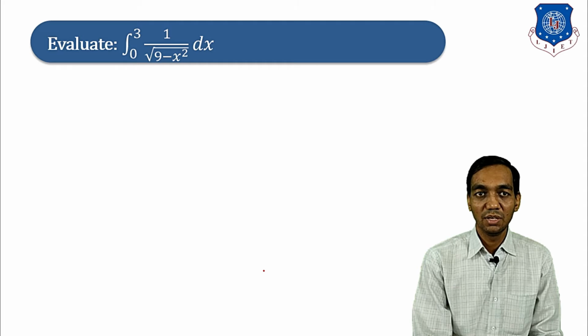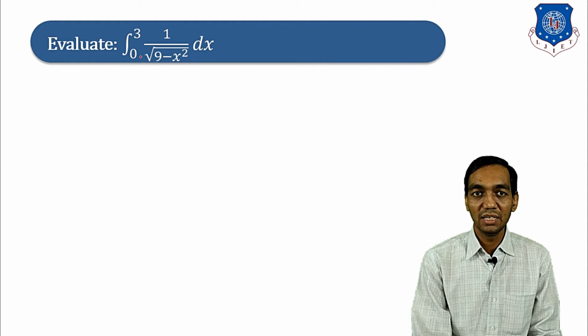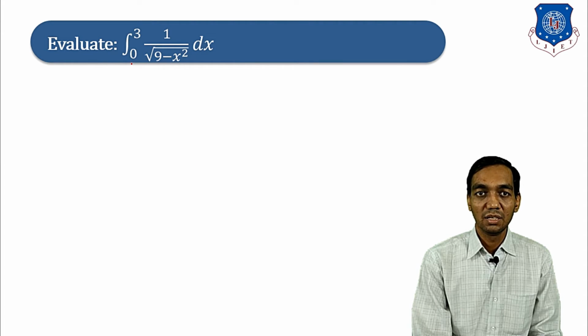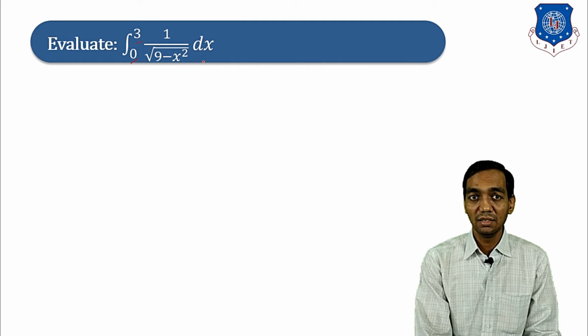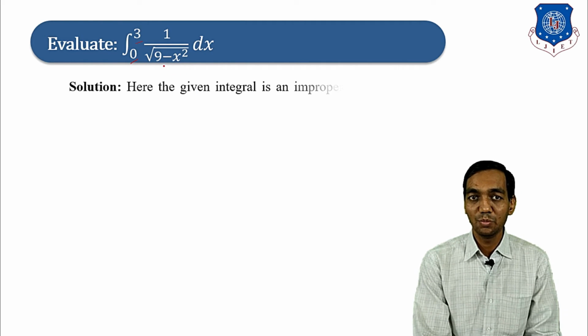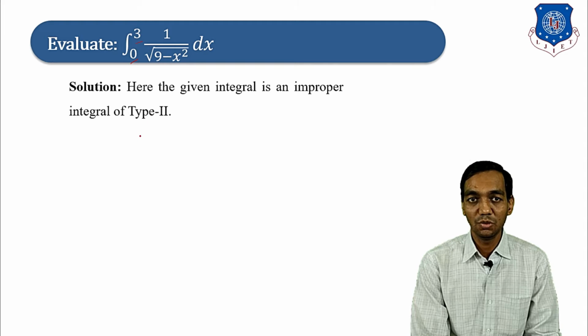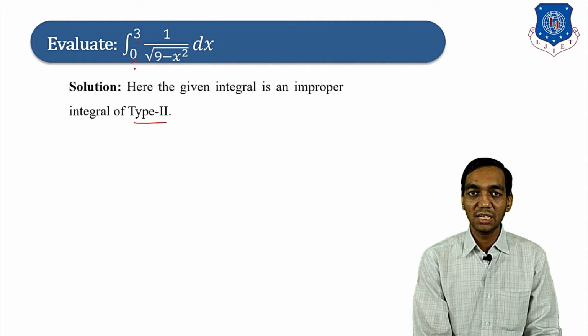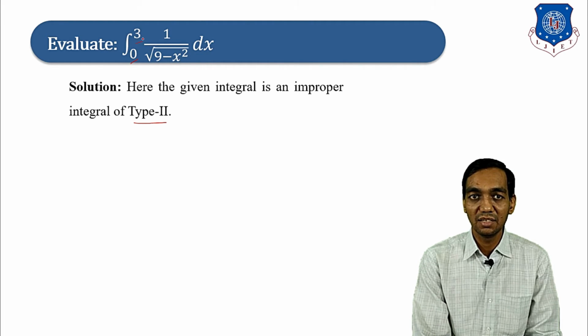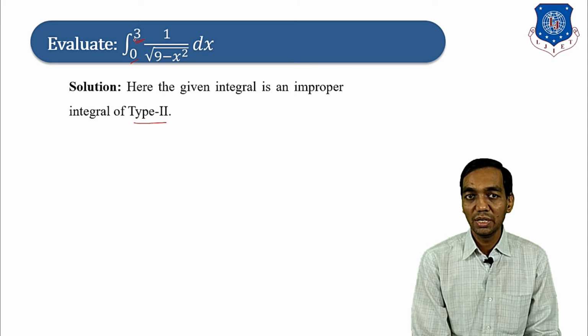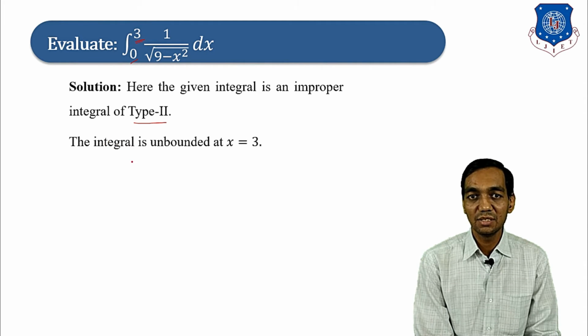Now we are starting with the examples. Evaluate the integration from 0 to 3 of 1 upon the square root of 9 minus x squared dx. Now see, if you check, the given integral is an improper integral of type 2. Why? Because these limits are finite, but your function f(x), that is 1 upon the square root of 9 minus x squared, is not defined at 3. Correct? So it is unbounded at the point x equal to 3.